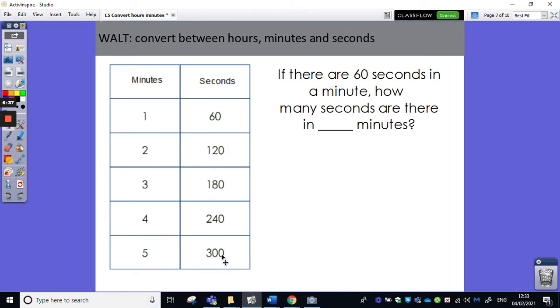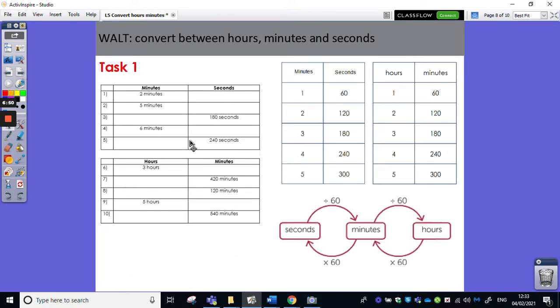So in 6 minutes, I'd probably have 360 seconds, okay? So I can keep following that pattern. So hopefully you're really confident on your 6 times tables because we're going to be using that lots today. You can write it down to help you as well. So I'm going to model this for you. Our first task is converting whole minutes and seconds into the other, okay? And we're also going to be looking at hours and minutes as well.